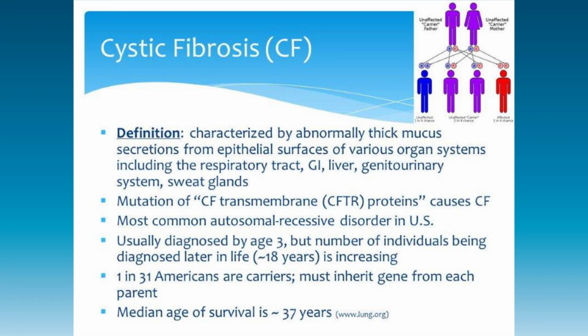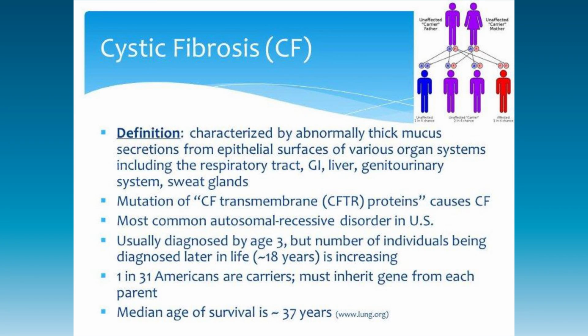It is the most common autosomal recessive disorder in the US, so that means, you can kind of see in that picture up in the corner, that both parents have to be a carrier of CF. And then they would have a 25% chance of the child being born with CF. So both parents have to be a carrier.